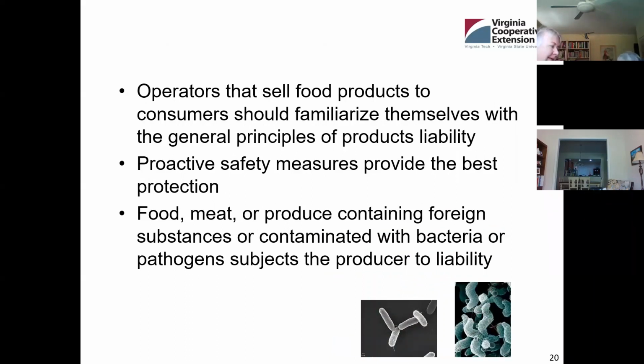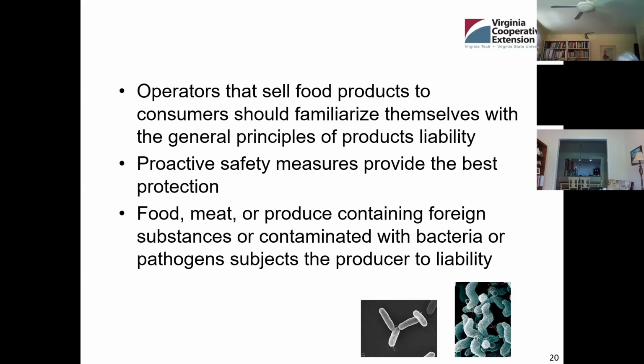Any operator that sells food products to consumers should familiarize themselves with the general principles of products liability. Proactive safety measures, though, are going to provide the best protection. So with that Chipotle example, if maybe they would have implemented more safety procedures along the line of people who were serving food, this might have been prevented. If they had more access to soap, water, more breaks, maybe if they had paid sick time, those type of things maybe could have prevented this issue.